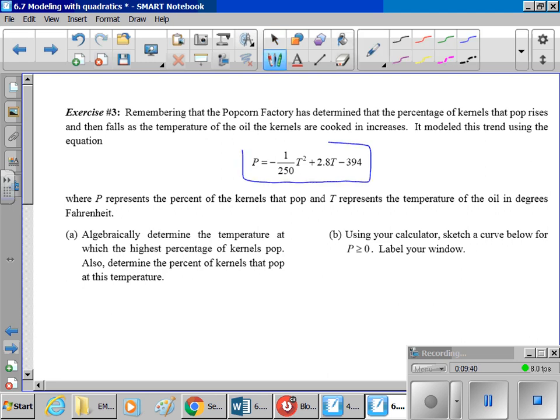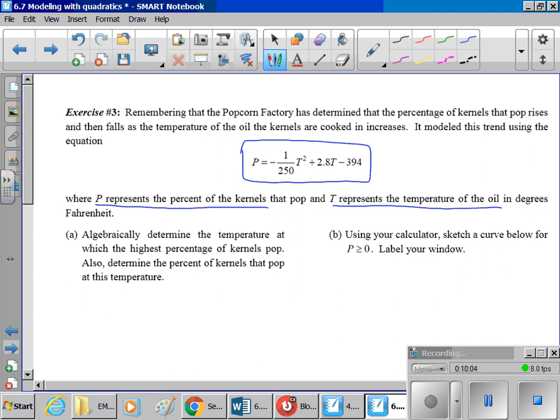All right. So where P represents the percentage of kernels that pop and T represents the temperature of the oil in degrees. So that's kind of important. P is the percent of kernels, T is the temperature of the oil. So algebraically, determine the temperature at which the highest percentage of kernels pop. Also determine the percentage of kernels that pop at this temperature.